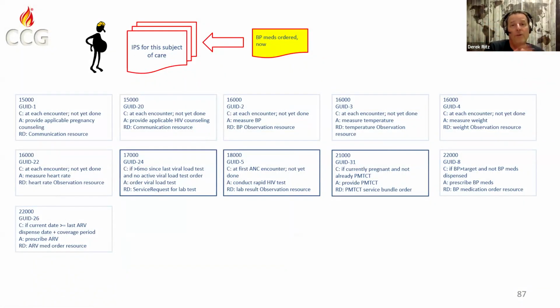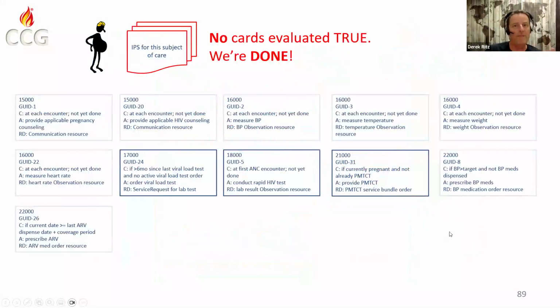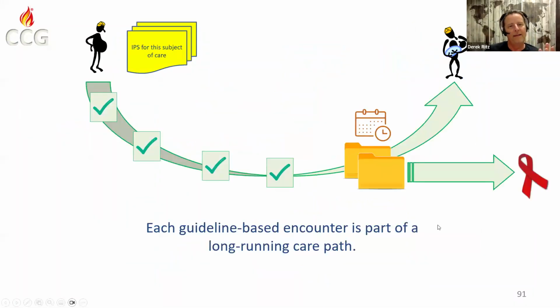Pardon me. So the meds are ordered for MOSA. We put that in. We then do the updated minimum data set. That's what MDS stands for. Invoke the $apply operation. The CCG recommendations come back empty because no card's fired true. So I stay in the loop until there's nothing more that I should do. And now I update MOSA's health record. And in this way, I'm caring for MOSA.